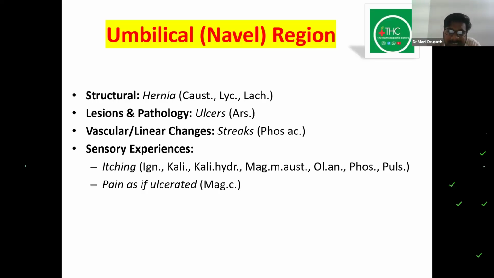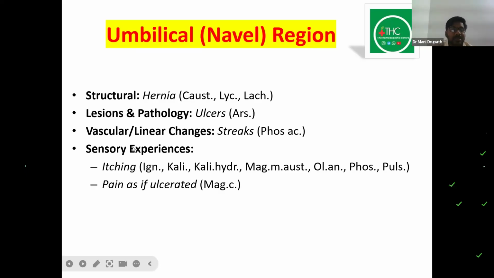Lesions, pathological ulcers: arsenic with burning. If arsenic is there, you are prescribing arsenic, confirm with burning. Vesicular and linear changes in the streaks of the umbilical region, it is phosphoric acid. So phosphorus and acid both combine. There is a lot of weakness, debility, loss of vital fluids. Phosphoric acid is a wonderful remedy for mental and physical exertion if it is indicated. And almost all phosphoric acid patients desire juicy things. They almost like juicy things.